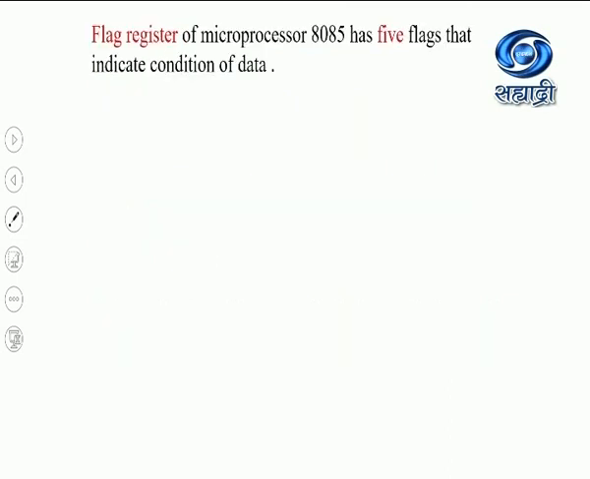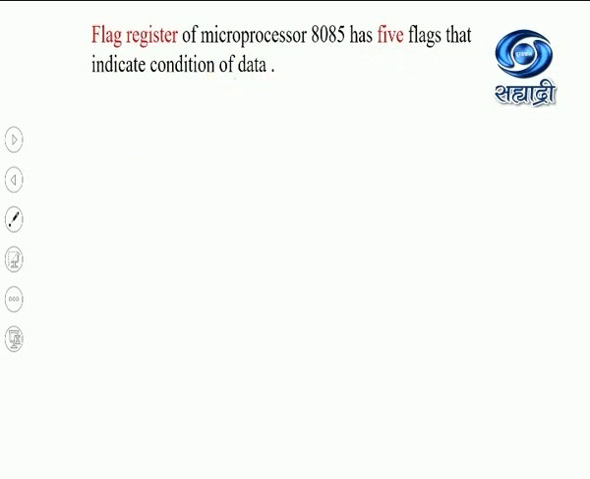Flag register. Now microprocessor 8085 has 5 flags. Basically, the flag register is 8-bit, but only 5 bits have been allotted significance. The 3 bits are unused. Now, what is the use of the flag register? The 5 flags indicate the condition of data. So, whenever an arithmetic and logical operation is performed by the microprocessor, after each operation, the flags will be set or reset, indicating the condition of data.